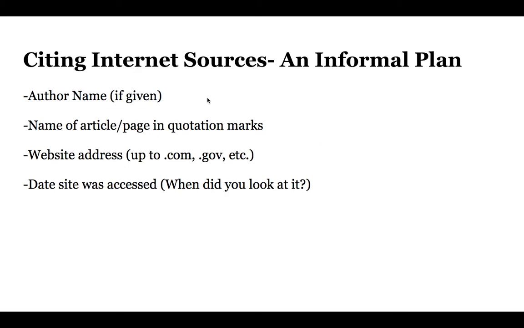If you can find the author name, if it's given, for whatever internet source you found, the name of the article or the page on the website and put that in quotation marks. If you can jot down the website address up to the .com or the .gov, you don't need to write out the whole rest of the address. And then also put down the date that you looked at the website. And the reason this is important is just in case there are any changes made to it. That way anybody looking at your research would know that.